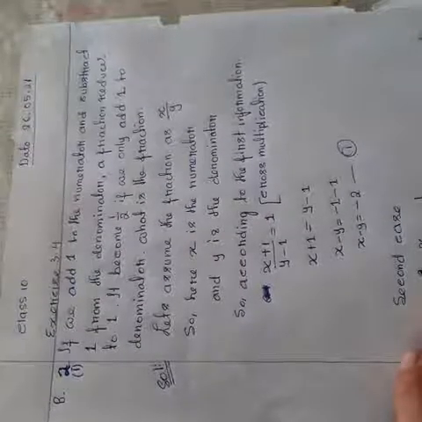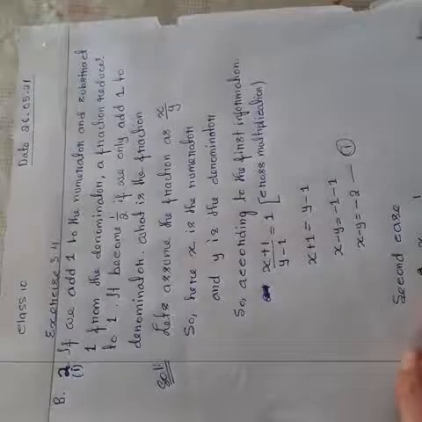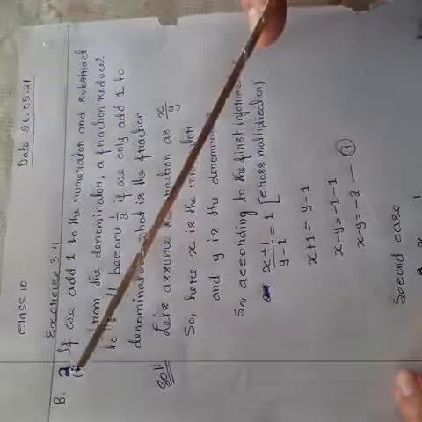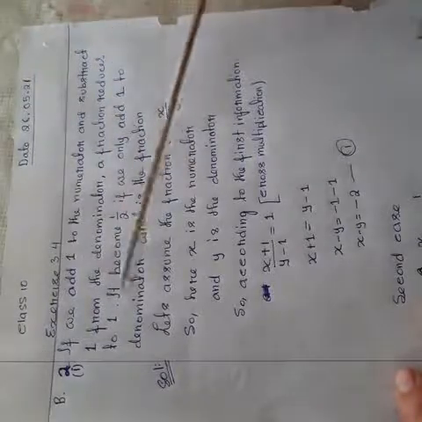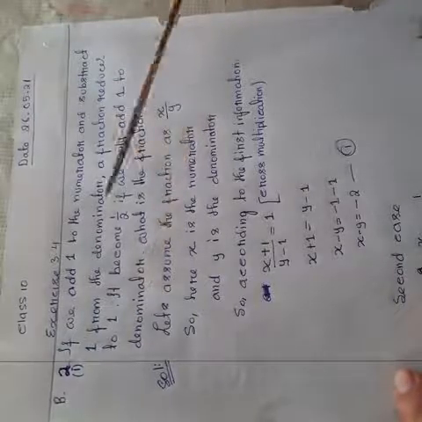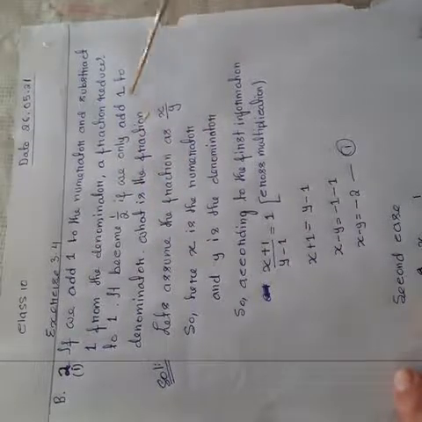Hello everyone. Today we are going to solve another question, which is under exercise 3.4, question number 2, sub-question number 1. So under this we have a condition: if we add 1 to the numerator and subtract 1 from the denominator, a fraction reduces to 1. It becomes 1 by 2 if we only add 1 to the denominator. So what is the fraction?